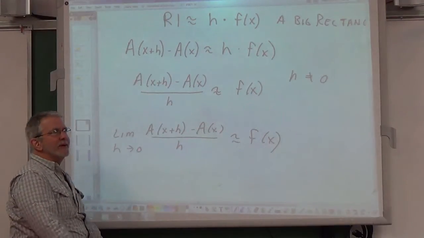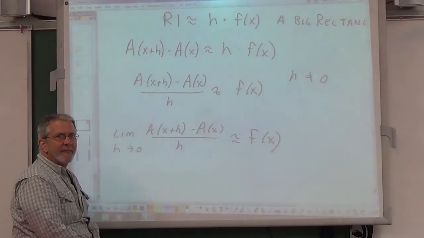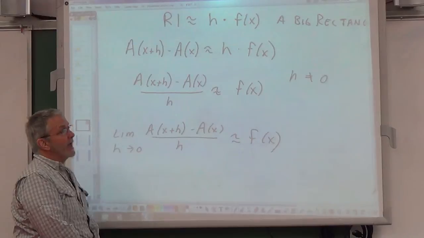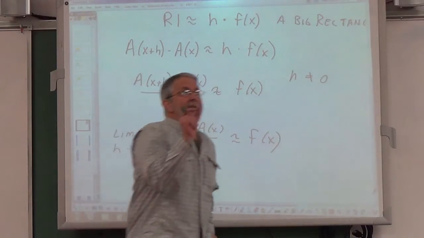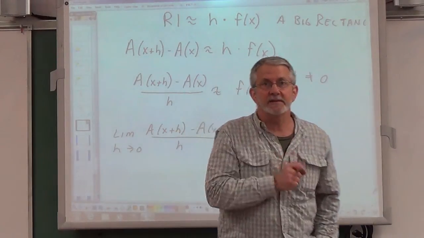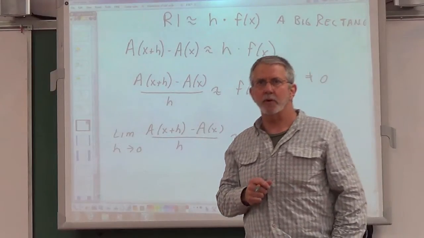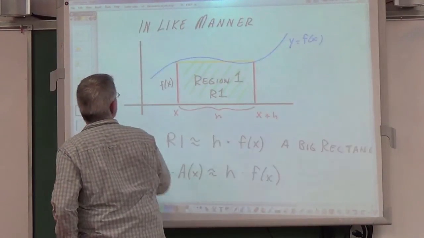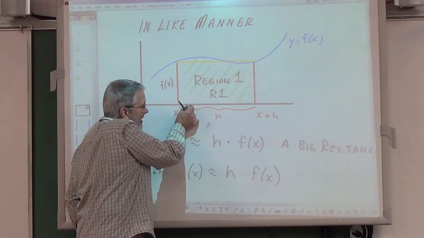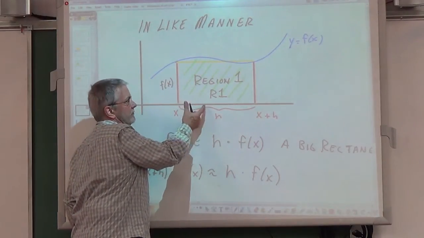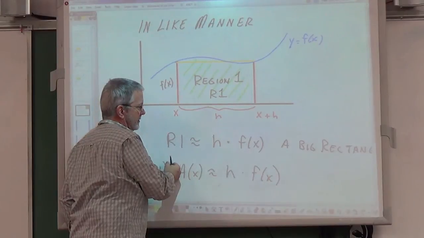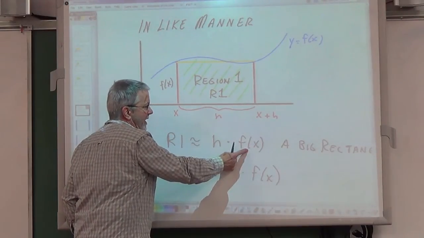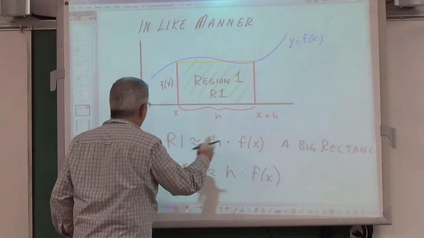And what do we do in calculus? We don't like big h's. We don't like little h's. We want h infinitely small. And that's exactly what we're going to do. Because if I go back to my graphical representation, and if I take h infinitely small, what's going to happen? Then this region 1 is almost represented by f of x.